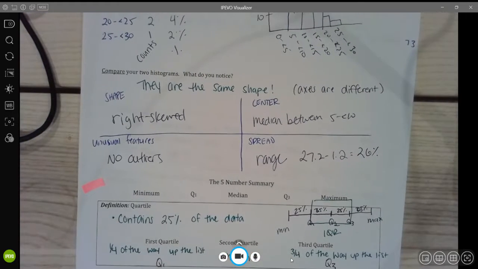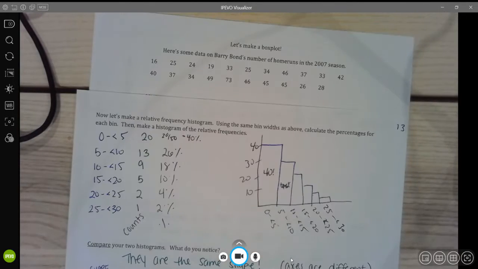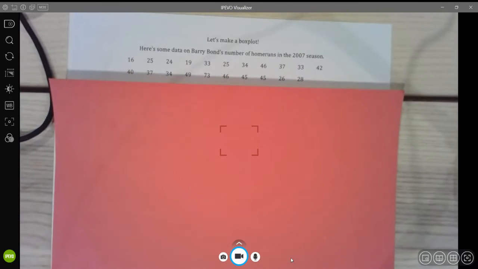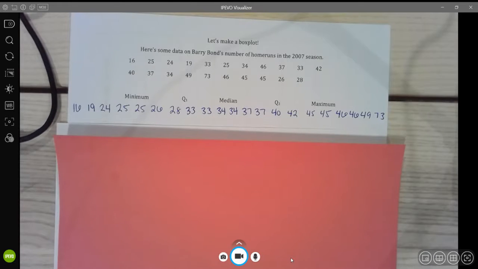We're going to find all of the numbers of our 5-number summary. So up here on the next page, we have Barry Bonds home runs in the 2007 season. And they're listed there. Notice that they are not listed in number order. So the first thing you'll need to do is pause the video and put the numbers from lowest to highest. And you can just write them right below. So there's all the numbers from lowest to highest.